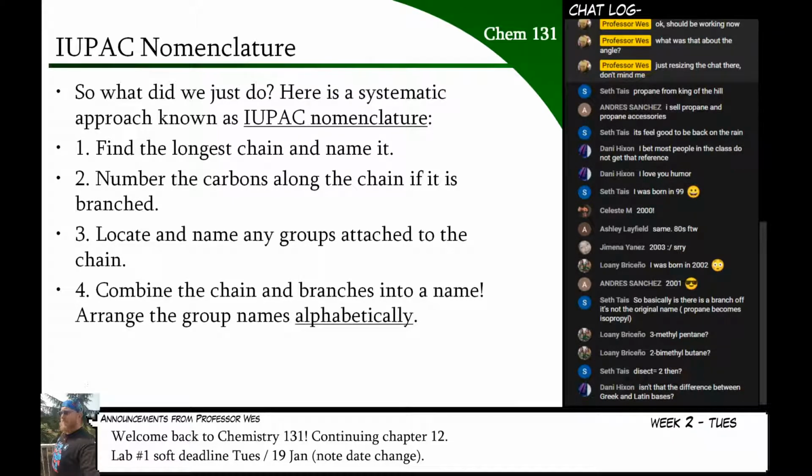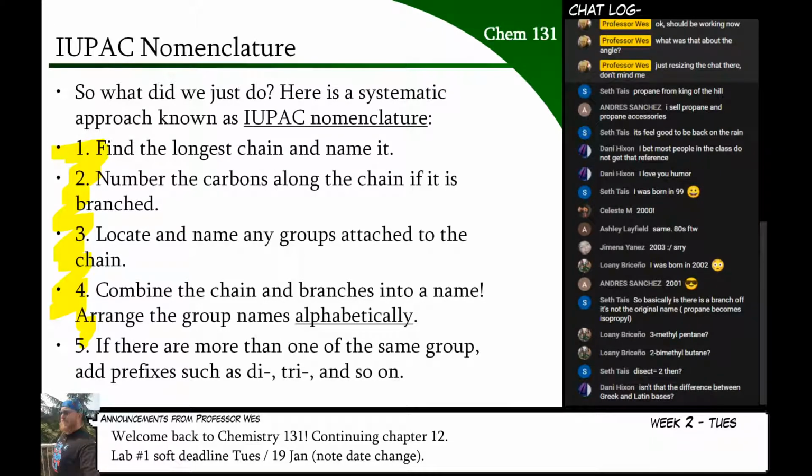All right. So these 4 steps, remember with the caveat for number 2, you want the lowest possible numbers, which you're going to see on the next few slides. It's going to come up. This is what we're going to do, in this order. Don't do it in any other order. You'll get the wrong answer.